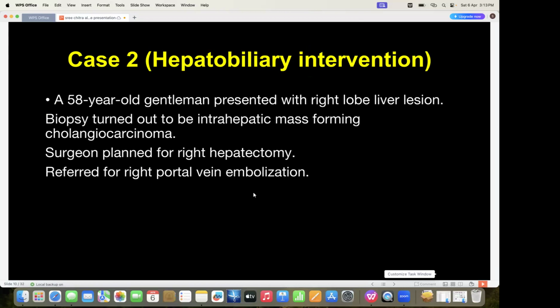Since the left lobe liver volume was inadequate, following liver resection, the left lobe volume should be adequate to maintain the liver functions. If it is inadequate, sometimes the patient can go into acute liver failure. So in view of left lobe liver insufficiency or low left lobe volume, the patient was referred for right portal venous embolization.